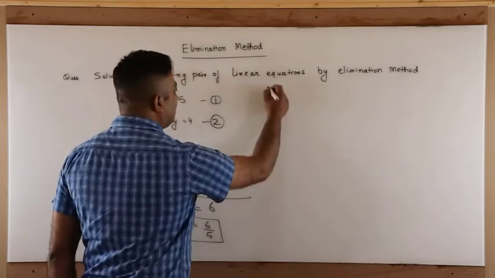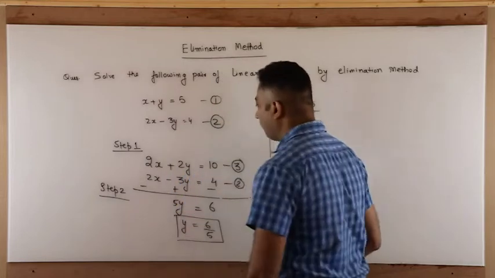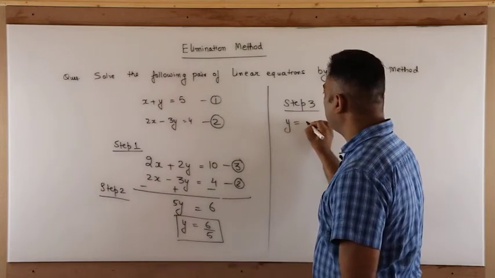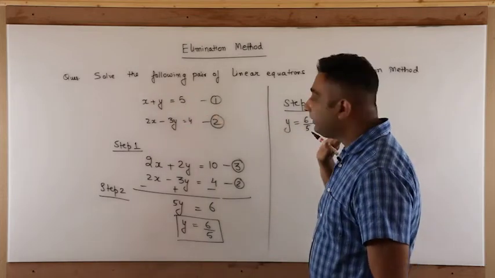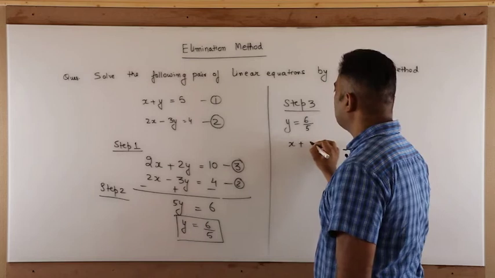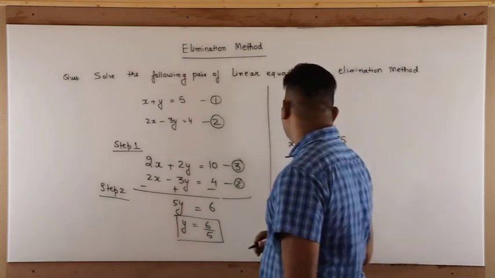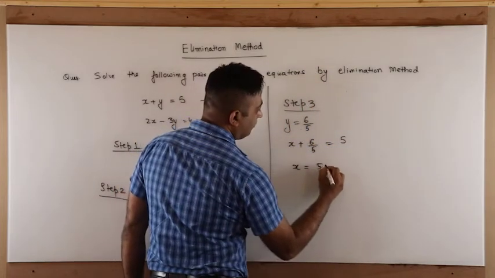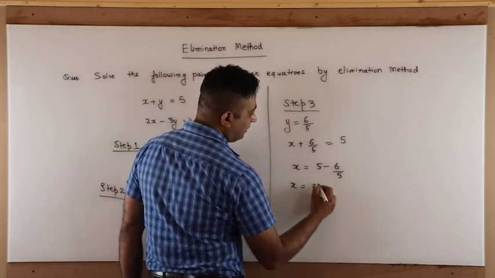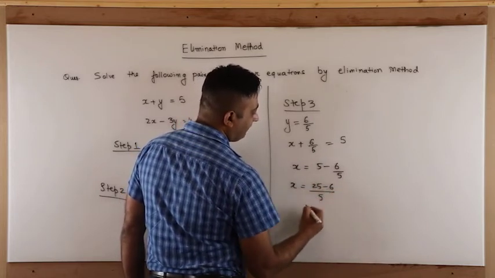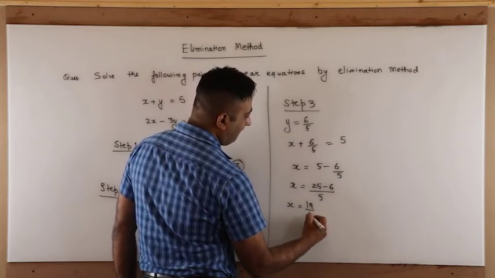Now, in step number 3, we will substitute the value of y obtained in step number 2 in equation number 1 or equation number 2. So let us put this value in equation number 1 to get the value of x. So x is equal to 5 minus 6 by 5. So x is equal to 25 minus 6 by 5. That is x is equal to 19 by 5.